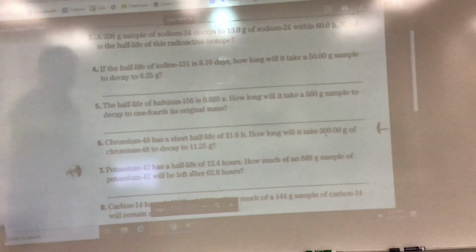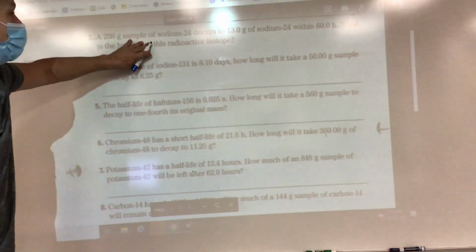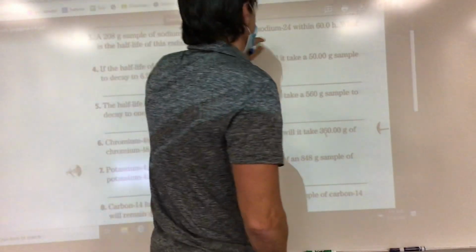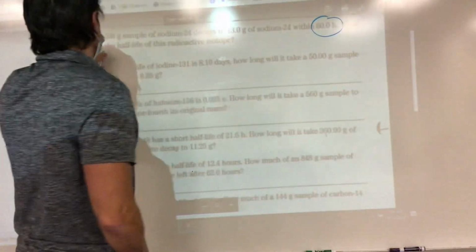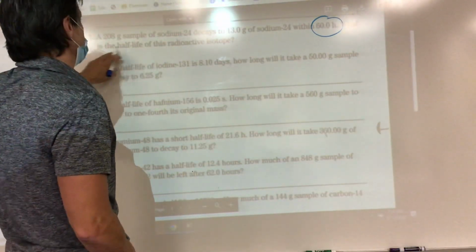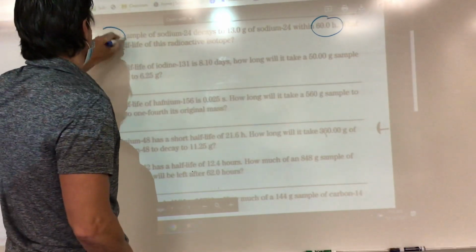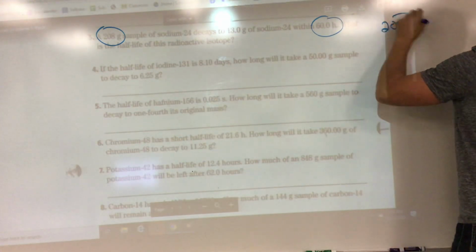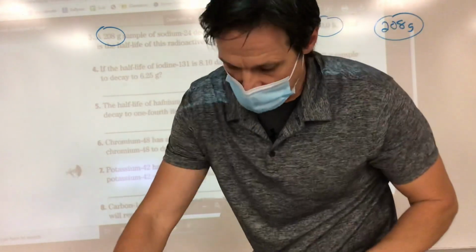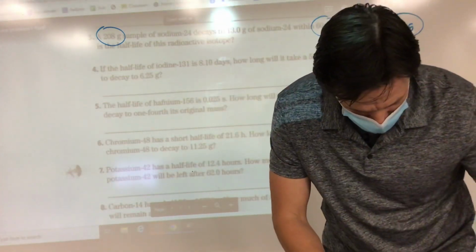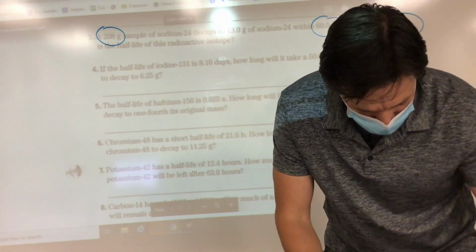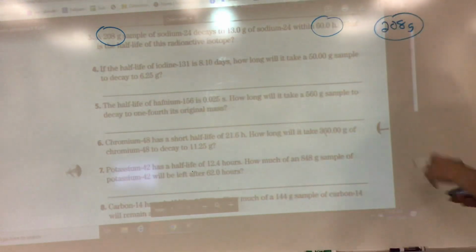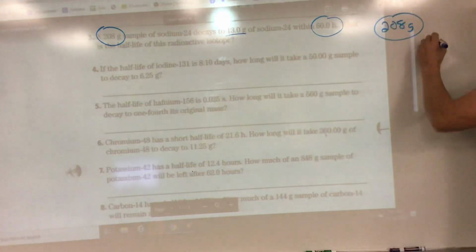All right, number 3. If I got a 208-gram sample of sodium-24 that decays to 13 grams in 60 hours, what is the half-life of this radioactive isotope? So there's 208, same thing, goes to 13. So I got 208 grams. Me with my math, so I don't mess it up, I put my little quick calculator, so I can do that. Okay, I got to get it down to 13 grams. So let's figure out how many half-lives.